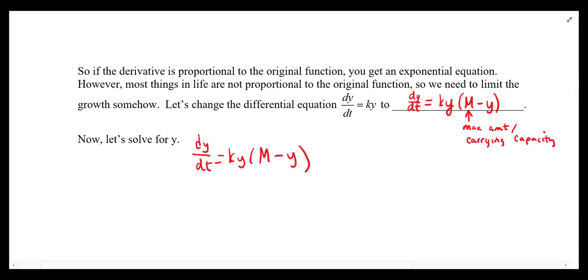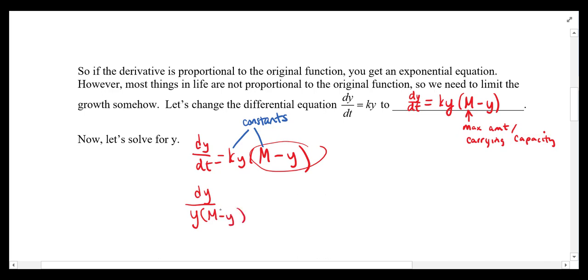Now, this time we have two constants, the k value and the M value. We still need to do the same thing: separate the variables. So we need to bring everything with the y to the left side, and I'm going to see dy over y. Now, what about this M minus y? We can't break that up, so unfortunately, you're going to have to bring the whole thing down to the denominator of the left side. And my right-hand side still just becomes k times dt.